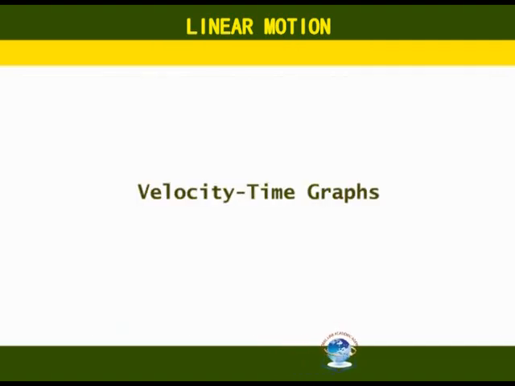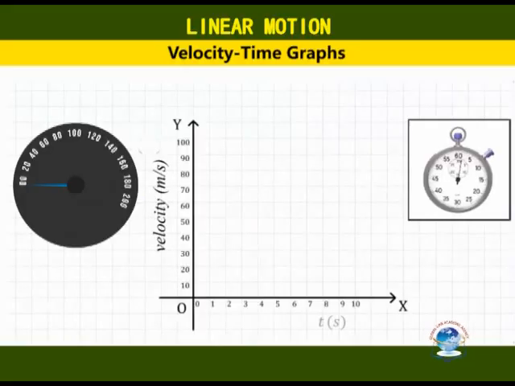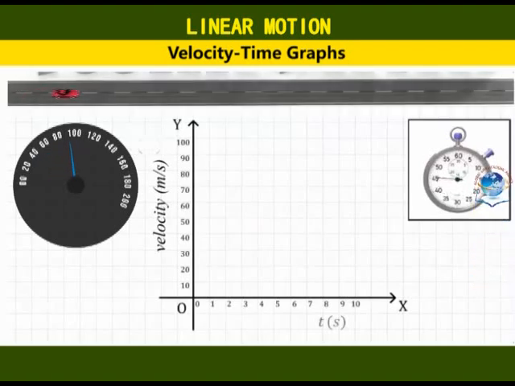The fourth type of graphs is the velocity time graphs. These graphs tell us how velocity changes with time. They look exactly like the speed time graphs. And that is because for a body moving in a straight line, the magnitude of its speed is equal to its velocity. So speed and velocity are one and the same thing.